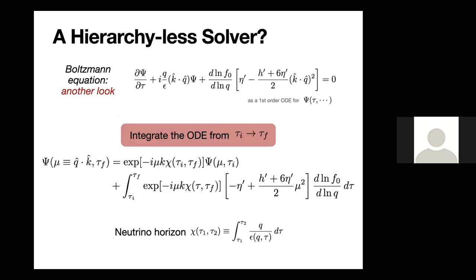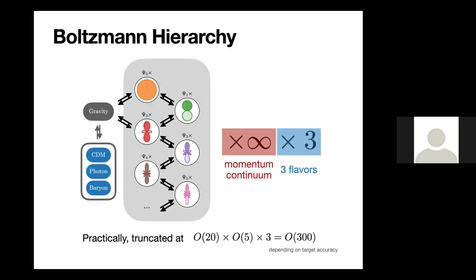in the pie chart. So if we think about it, this is actually a price that is a little high to pay to just describe neutrinos freely streaming and interacting gravitationally.